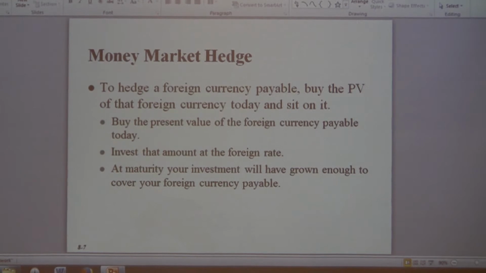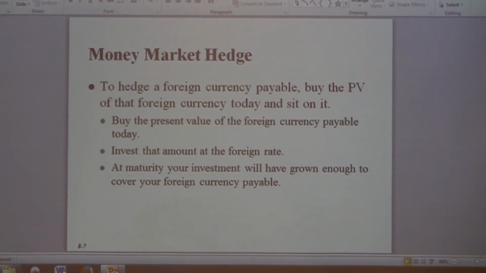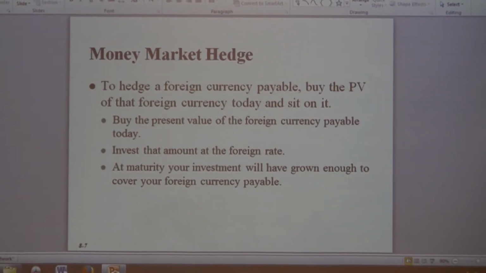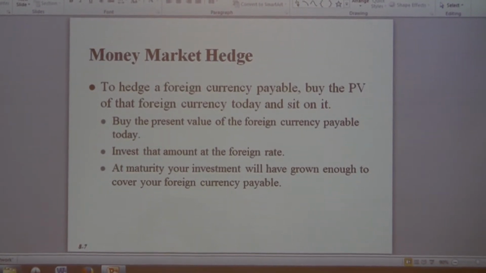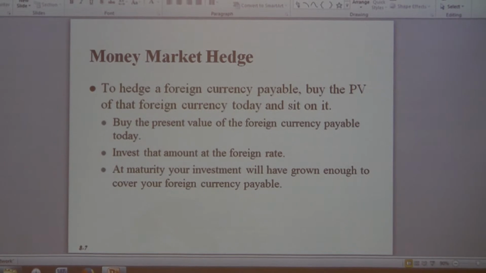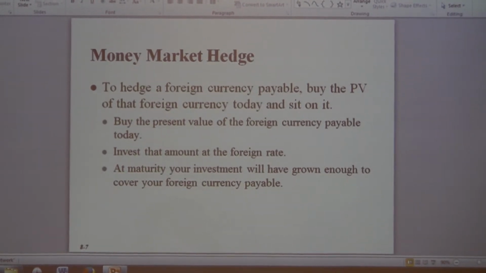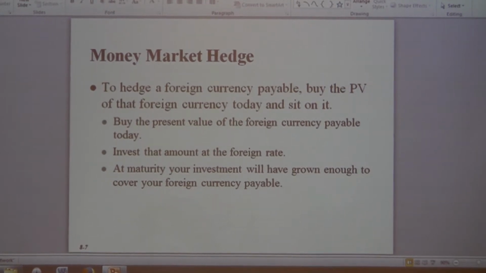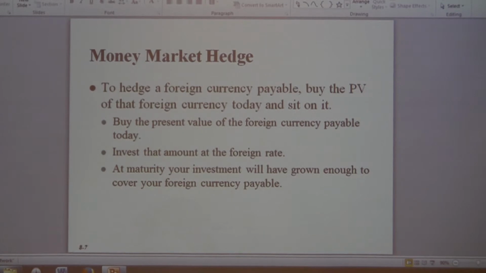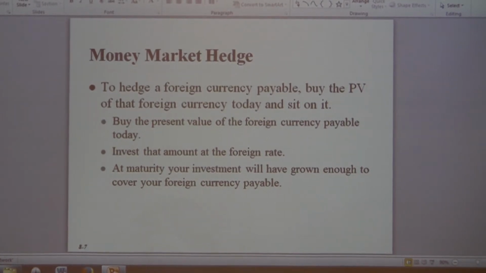So basically here, what we are saying is that suppose you have to make a payment, let's say €1 million in 1 year. You don't want to worry about foreign currency risk. What you could do is you could buy the euro today. So rather than wait a year and worry about exchange rates, right now the euro is not very strong against the US dollar. So you don't want to wait. What you want to do is buy the euro today. And the question is, how many euros do you need?